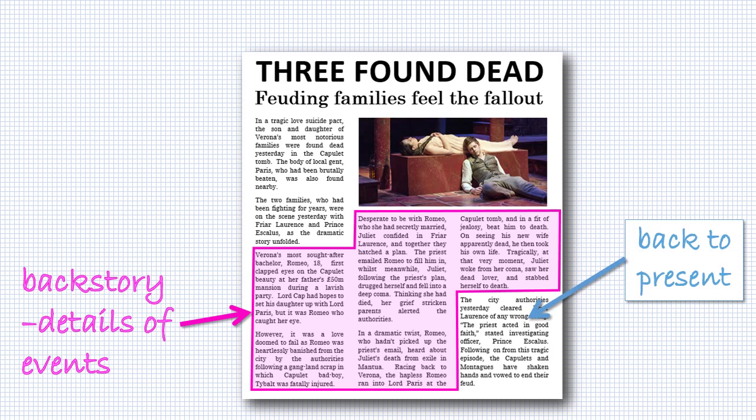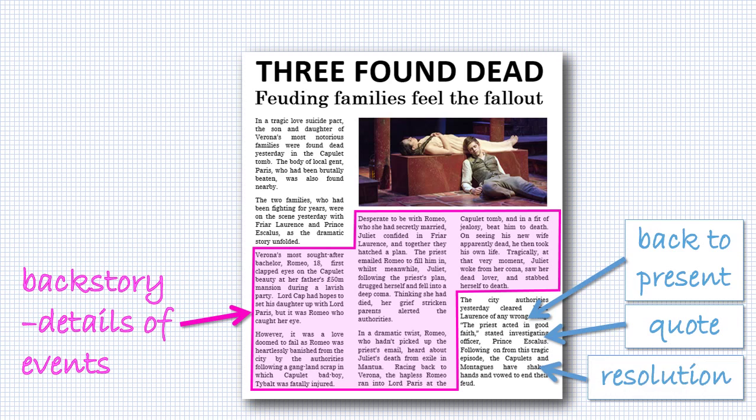And in the final paragraph, we move back to the present with a quote from an authority figure and then how the situation has been resolved. And this is really, really typical tabloid structure. And because we're moving backwards and forwards in terms of the story, in terms of time, the tenses are mostly past tense and past perfect tense.